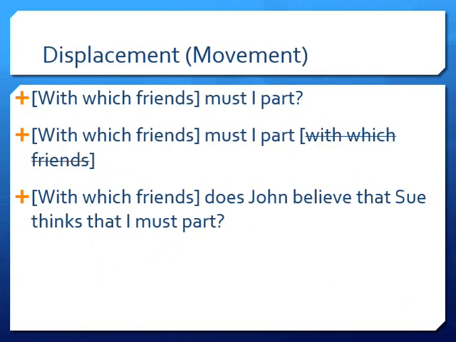We've discussed heads and selection, and displacement, also called movement, is where the basics of the theory of universal grammar part ways. From what has been said so far, we can find the phrase with which friends moves or copies from one place after the verb part. And we know that the phrase with which friends is a complement of the verb part, because part is the verb head that selects the preposition with.